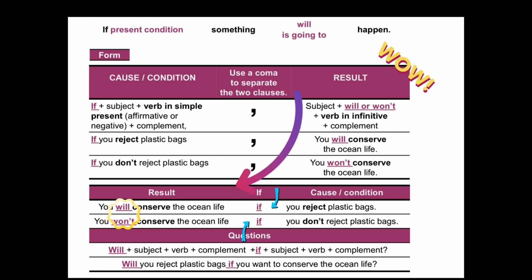But we can also change it. We can put first the result, then the conditional if, and mention then the cause or the condition. So look at the example. Instead of saying, if you reject plastic bags, you will conserve the ocean life, you can say, you will conserve the ocean life if you reject plastic bags. Or the negative way, you won't conserve the ocean life if you don't reject plastic bags.